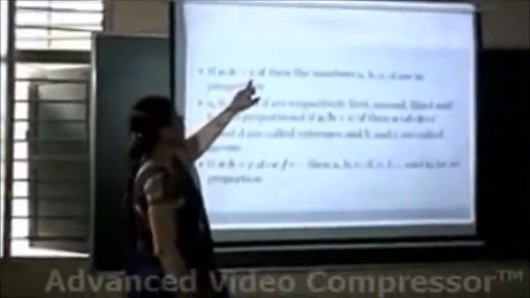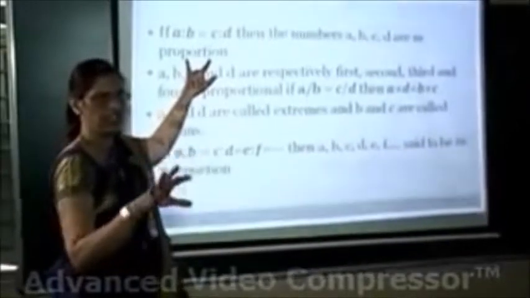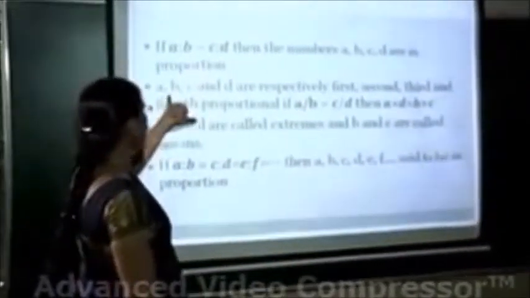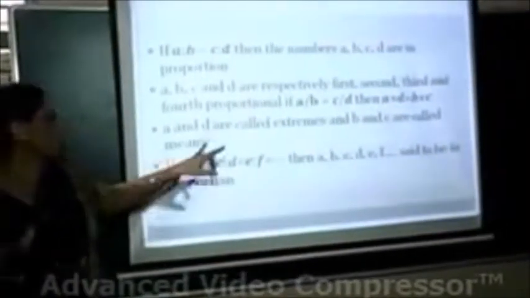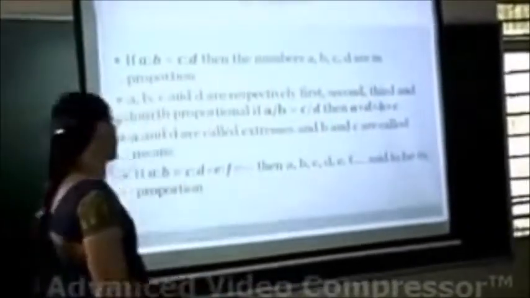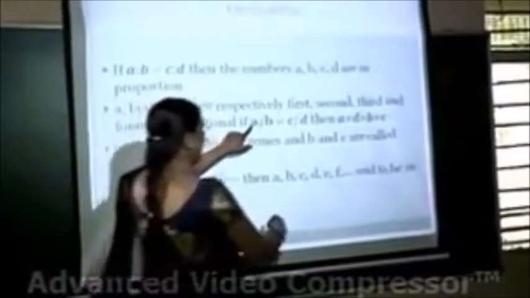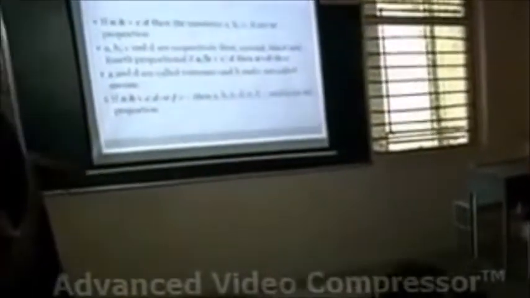Now about proportion: if A is to B is equal to C is to D, then the numbers A, B, C, D are in proportion. This is the actual definition of proportion. Here A, B, C, D are called first, second, third and fourth proportional. And if A upon B is equal to C upon D, then AD is equal to BC. A and D are called extremes, and B and C are called means.